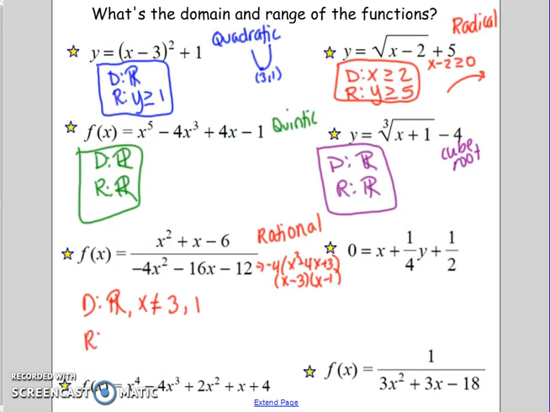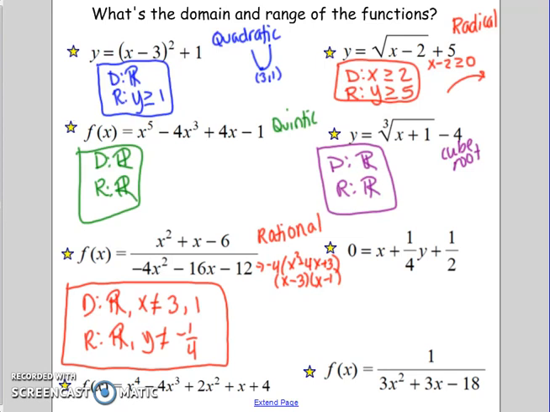Then for our range, we look for the horizontal asymptote. So the degree is 2 on the top, 2 on the bottom. So we're going to look at the ratio of the coefficients. So 1 over -4 gives us -1/4 as our horizontal asymptote. So our range is all real numbers, but y cannot equal -1/4 because that's our horizontal asymptote.